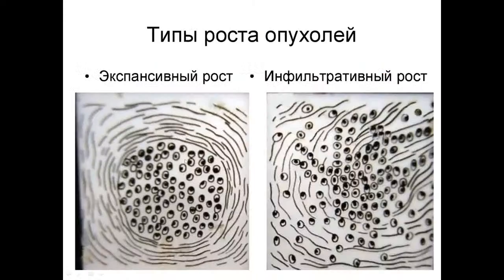Okay, students, a tumor has different types of growing. The benign tumor has expansive growing, and the malignant tumor has infiltrative growing. And in these pictures you can see this difference between these two types of tumor growth.